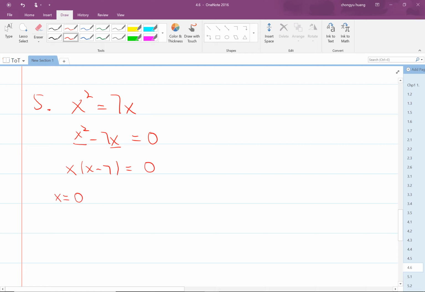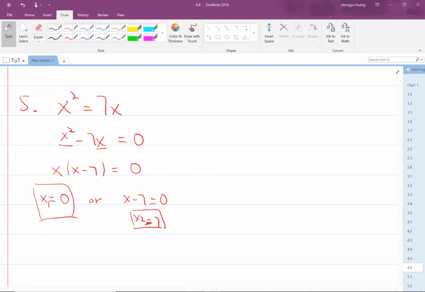Then we can apply the zero product principle. So x1 is going to be 0, or x - 7 = 0, so x = 7. Let me write it a little more clearly, since it's a bit confusing. x2 is equal to 7. So those are the two solutions for this problem.